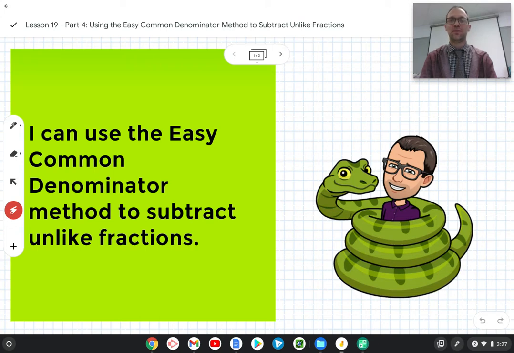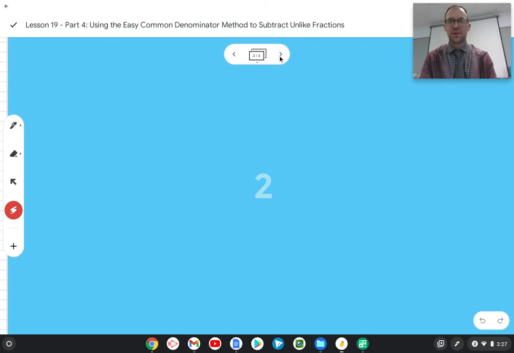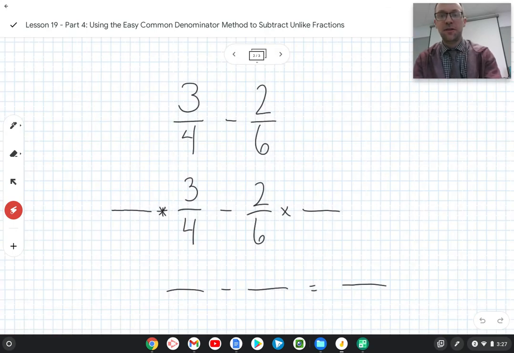Welcome to today's lesson. Today's learning target is I can use the easy common denominator method to subtract unlike fractions. Same method, now we're going to subtract. Let's take a look at one example. Here we have 3/4 minus 2/6. All the steps will be the same except for the last, wherein we subtract instead of add.